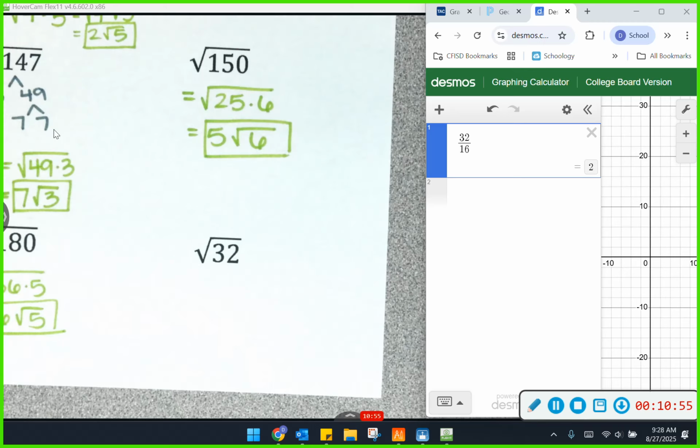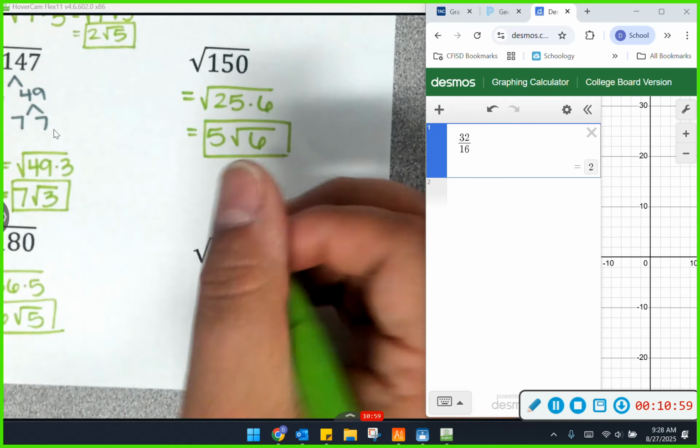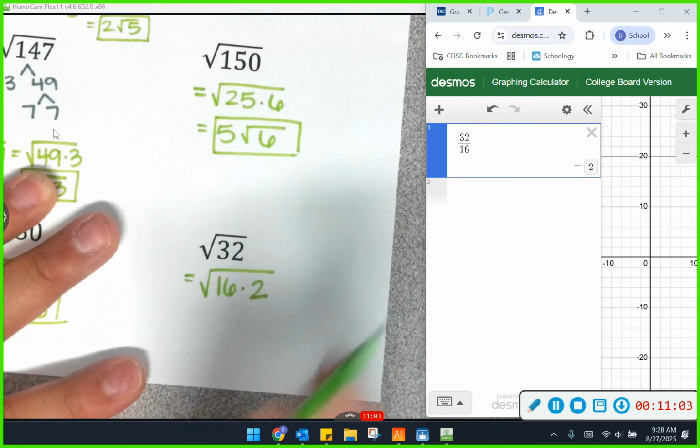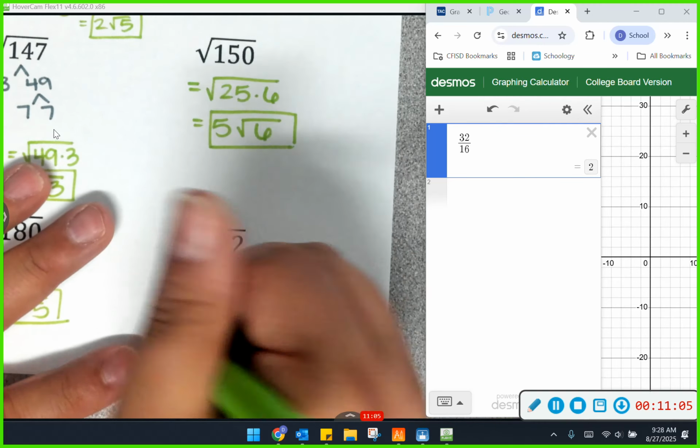32 divided by 16 is what? 2. So when I do this, I'm going to write 16 times 2. What is the square root of 16?